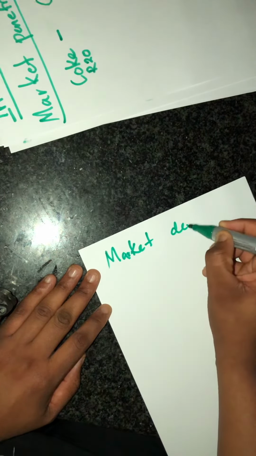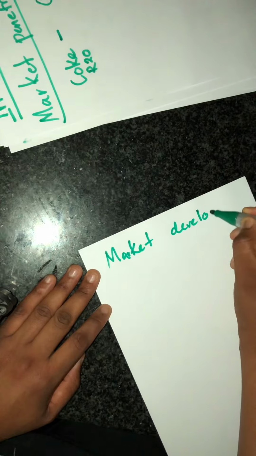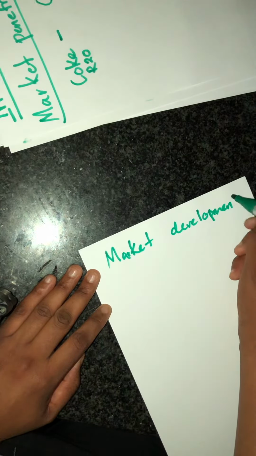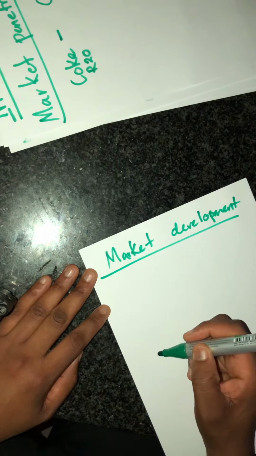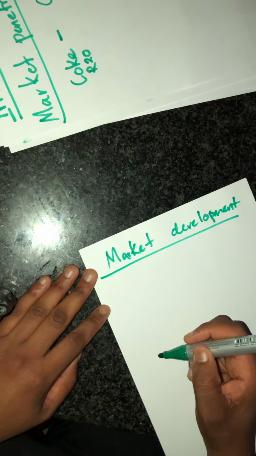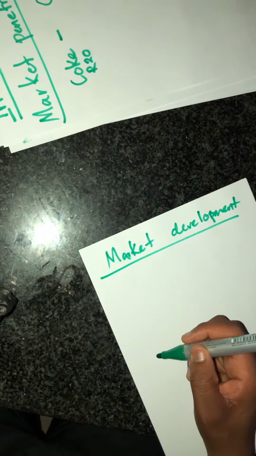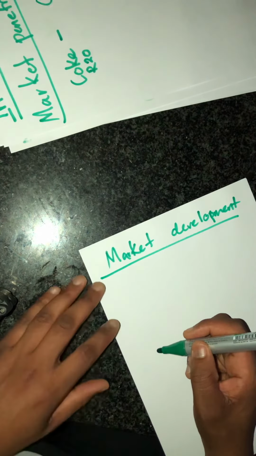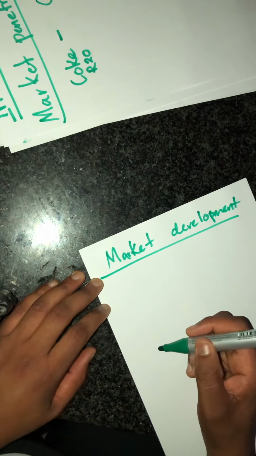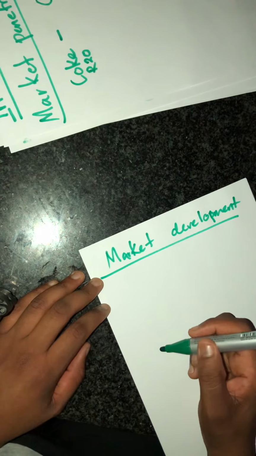Market development, it's the type of strategy where existing products are sold in new markets. It's a growth strategy where businesses aim to sell their existing products into new markets.